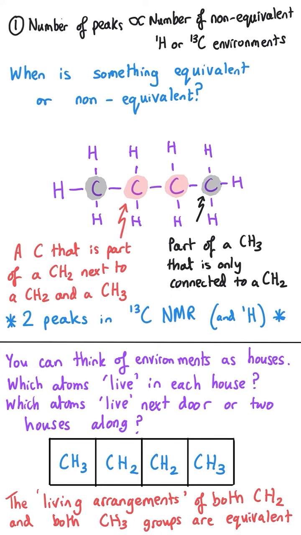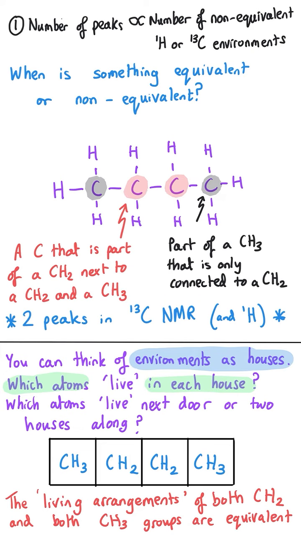Some people like to explain this as if each of the environments is placed in a house and the neighbouring environments are like atoms living in the house next door. And so environments can be considered to be equivalent if they have the same next door neighbour and the same neighbours living 2 houses along and 3 houses, etc.